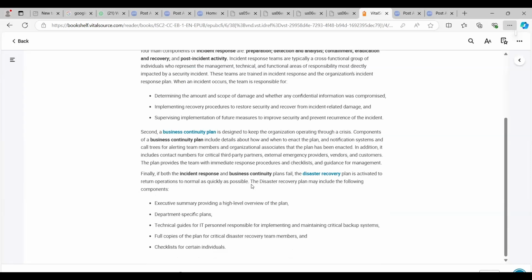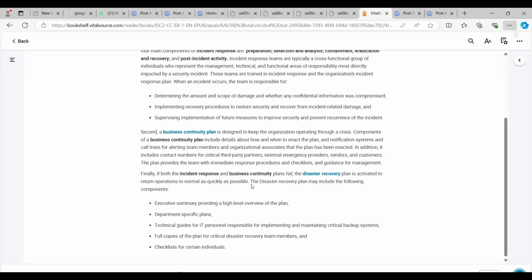Then we talked about the business continuity plan, which is designed to keep the organization operating through a crisis. Components of a business continuity plan include details about how and when to enact the plan, and notification systems and contacts for alerting team members and organizational associates that the plan has been enacted. In addition, it includes contact numbers for critical third-party partners like vendors, customers, and external emergency providers. So the plan provides the team with immediate response procedures, checklists, and guidance for management.